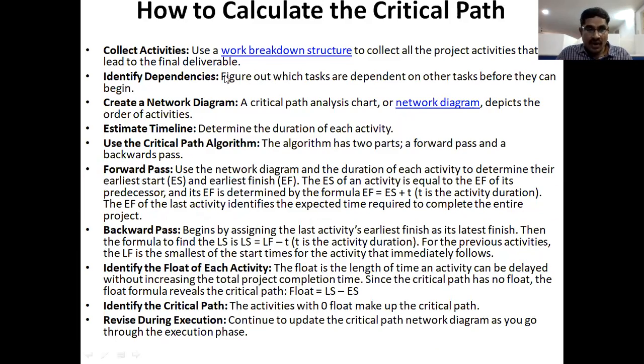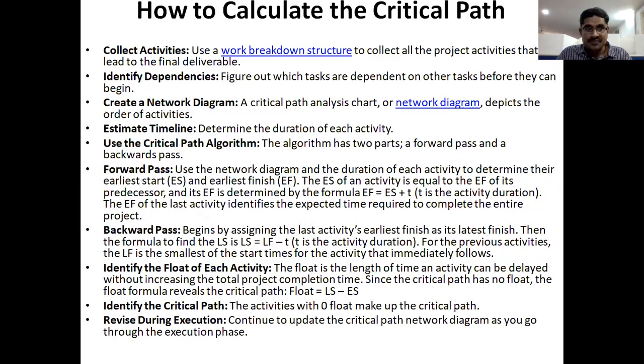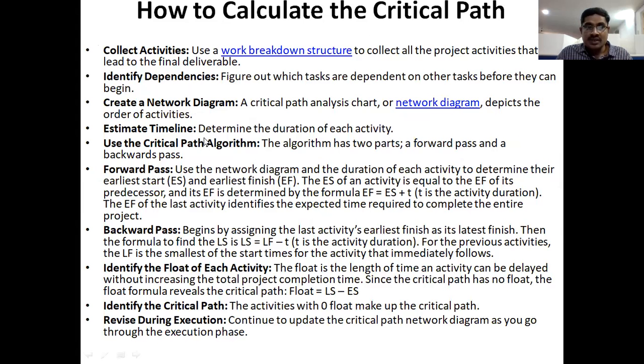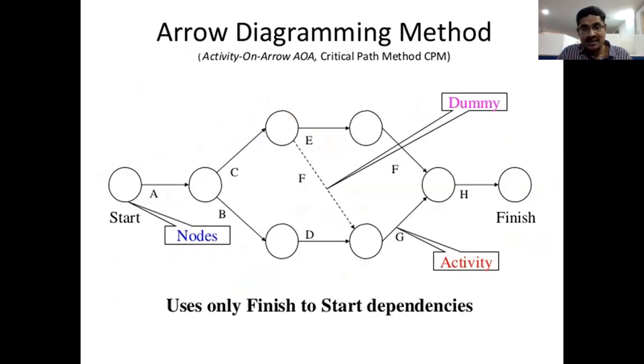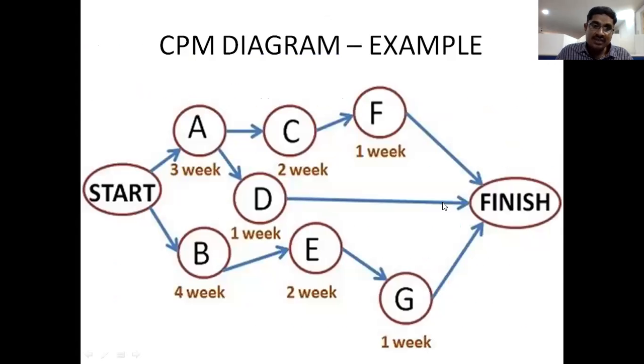Next, the calculation part of CPM. Collect the activities: what activities do we need to finish a particular contract? Next, identify the dependencies. Dependencies mean preceding activities. Suppose C has the preceding activity A, and D has the preceding activity A. These are the dependencies. After identifying the dependencies, create the network diagram like this. Next, find the critical path by using algorithms.